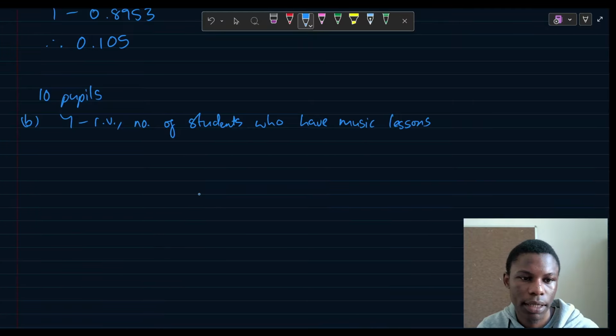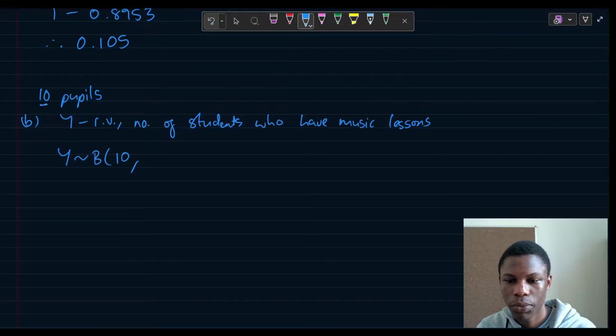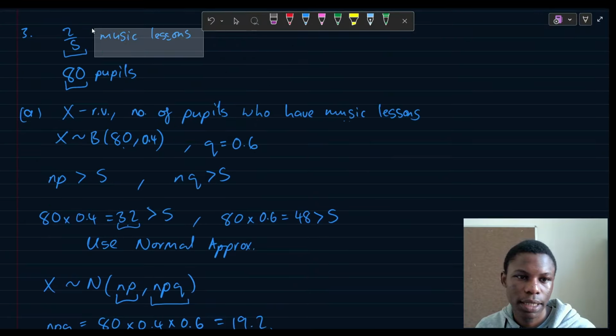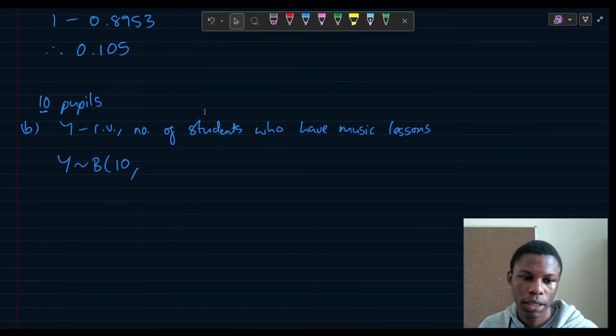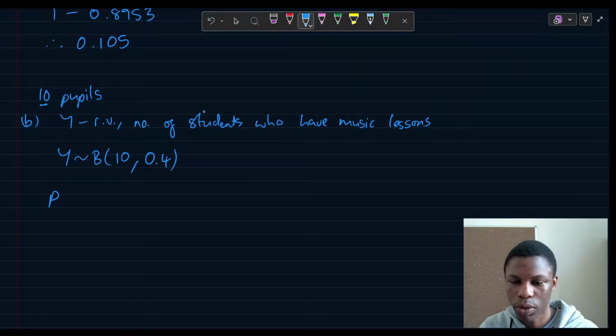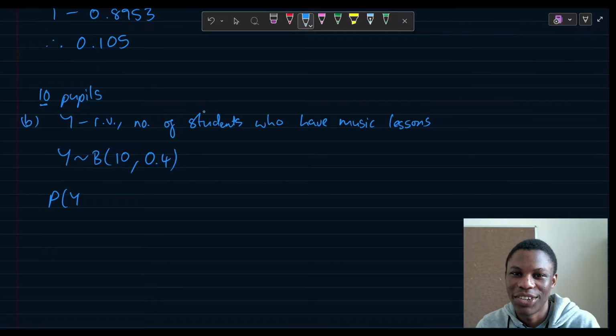So I can say that y follows a binomial distribution and my n is 10. The probability of success, our success is a student having music lessons. That's 2 in 5. So that's going to be 2 over 5 or 0.4. And then the question says the probability that not more than 2. That's a weird way to put it, but it means less than or equal to. At most 2. So less than or equal to 2.